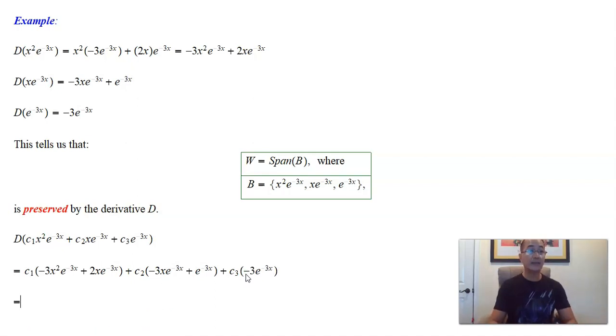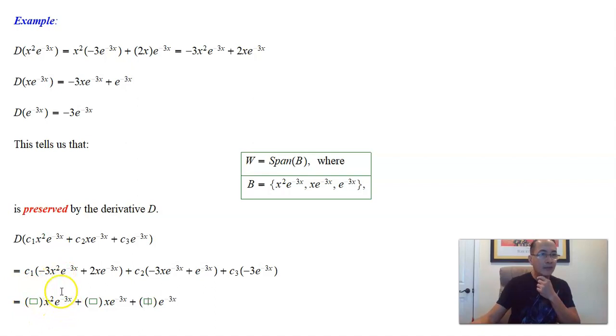Is that really a linear combination of the 3 vectors? Let's copy this. And now I want to know, what would be the correct coefficients of these 3 functions when we simplify that derivative in the previous line? There you go. Where will we get x squared e to the minus 3x? There's only one source over here. So we get minus 3c1.